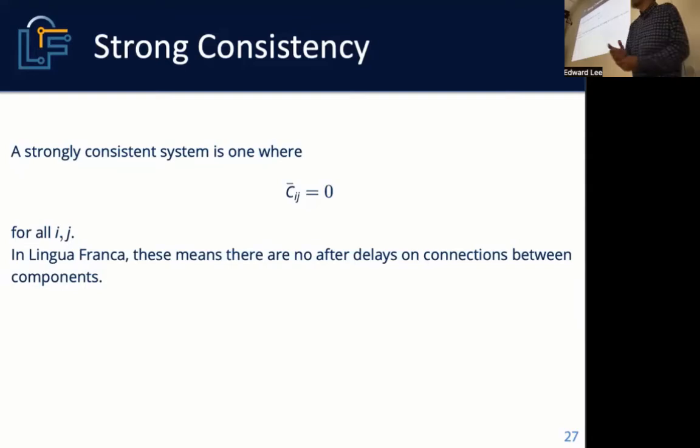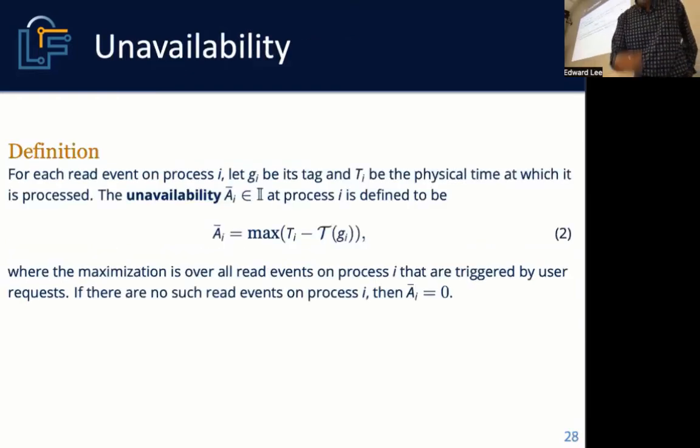A strongly consistent system is one where the inconsistency is zero for all pairs of processes. This means that they all agree on the tag of any update. There are no delays on the communications. Okay. That's by definition a strongly consistent system. Okay, we can define the unavailability as follows.